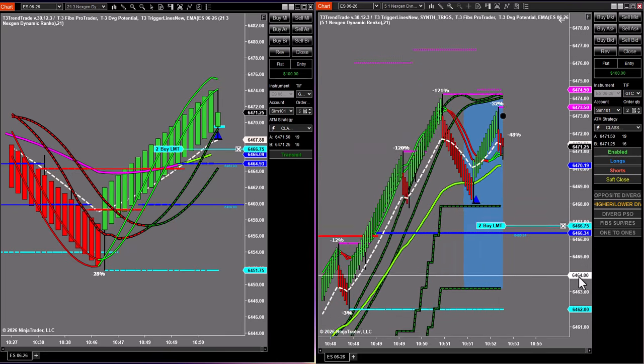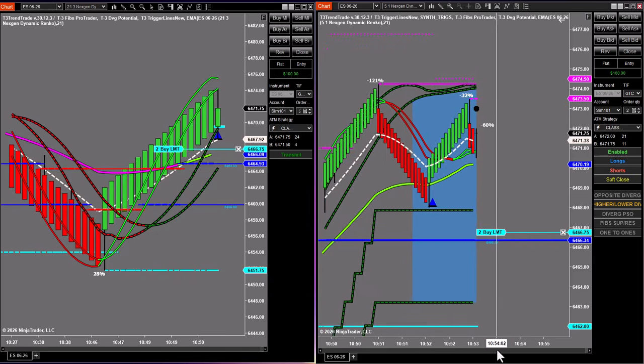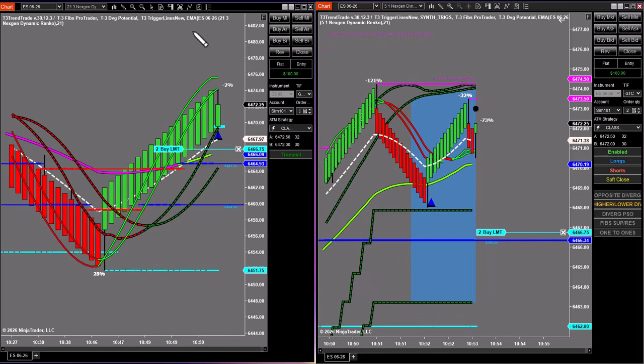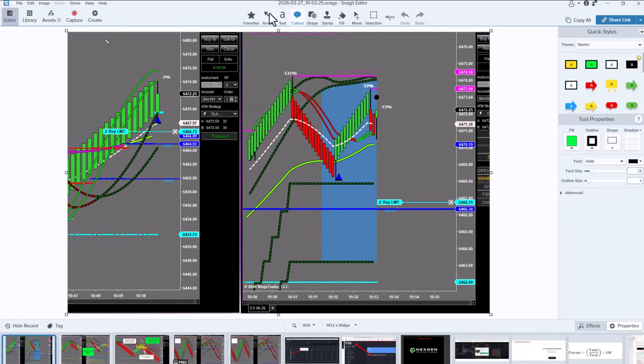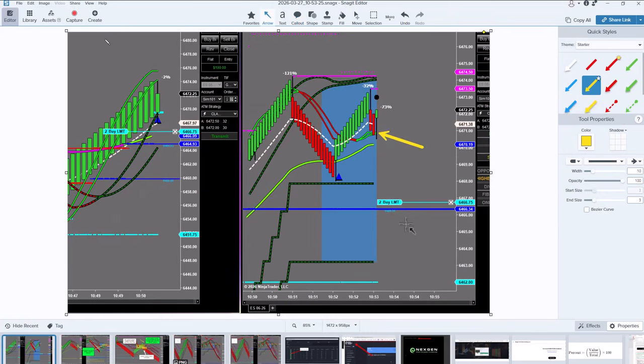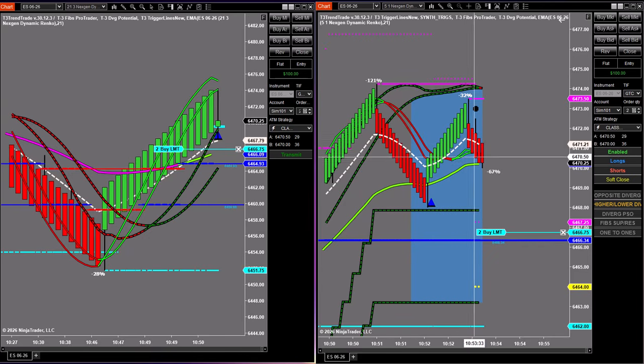Now, here's the other thing: do you see how these triggers are not crossed? This is one of the other changes that I'm making. If the small triggers are still crossed up when the divergence happens, it usually doesn't go down. We'll see. And then when they do cross, it will usually go down.